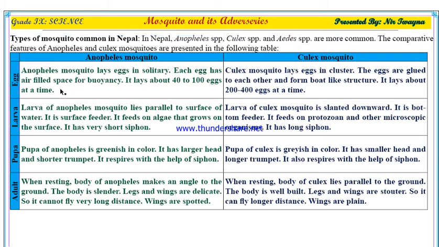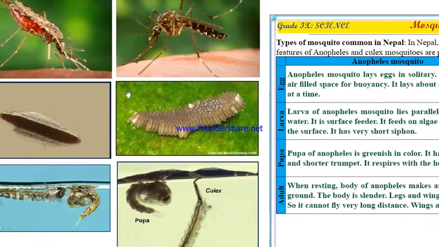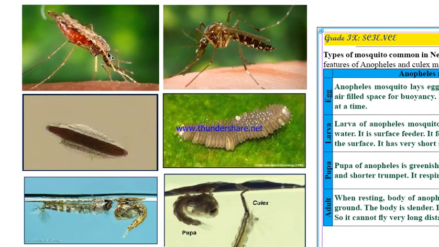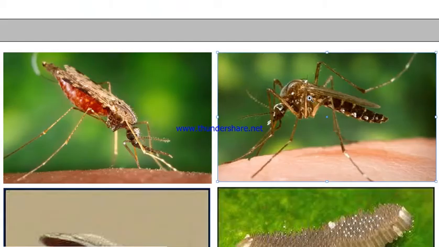Now let us compare Anopheles and Culex mosquito. This is Anopheles mosquito and this is Culex mosquito. And you see the distinguishing feature between them. Anopheles mosquito makes an angle to the ground while sitting. It makes an angle to the ground.